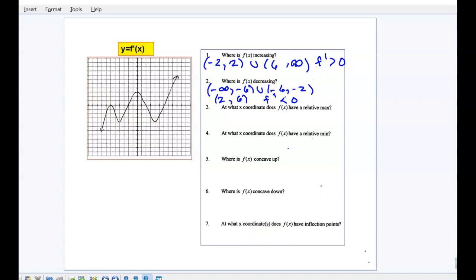Okay, at what x coordinates is there a relative max? Well, there's a relative max where the derivative changes from positive to negative, so it looks like at x equals 2, f prime changes from positive to negative.